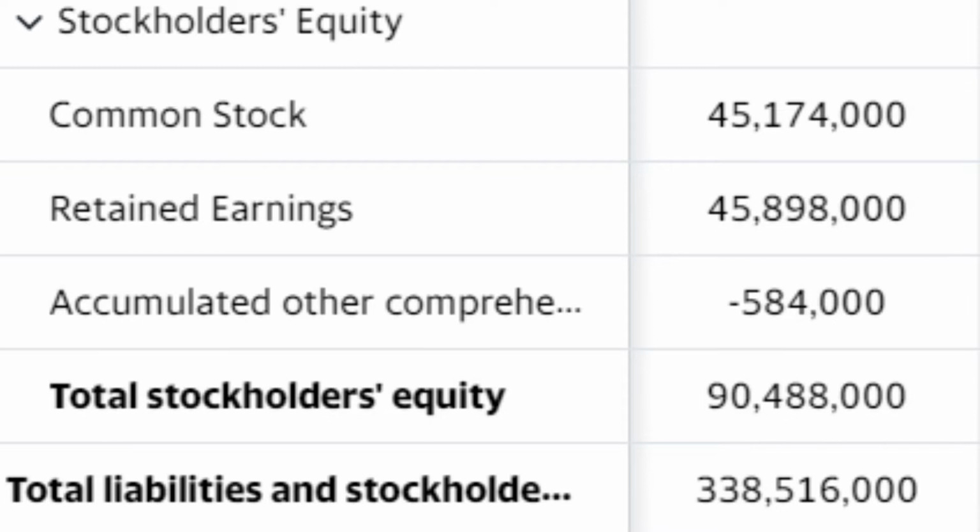You get total shareholders' equity by subtracting their liabilities from their assets. You typically want to see this growing because it indicates that the company is becoming more valuable in general over time. Now let's look at how we can use the balance sheet to help us with our investing decisions.